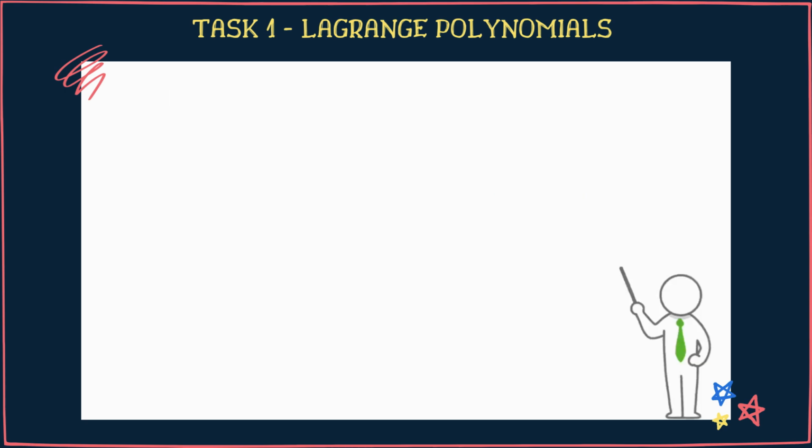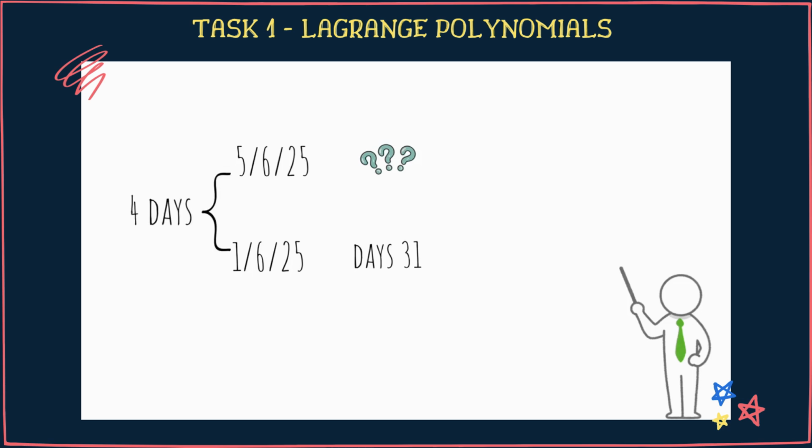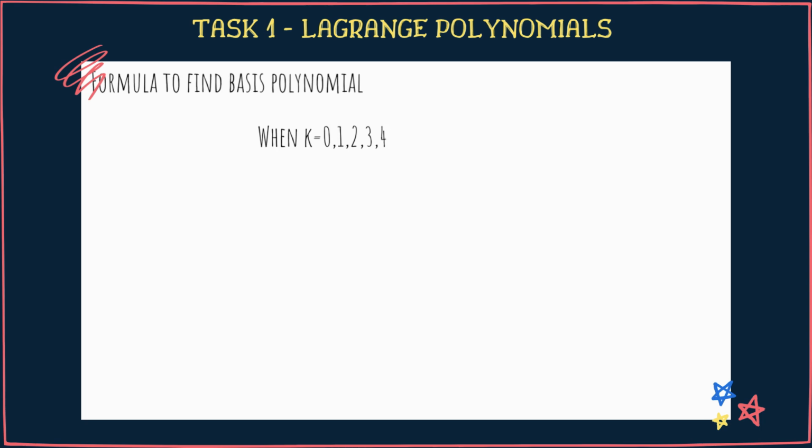But first, let's determine our x value. We are approximating for June 5th and our nearest previous grid point was June 1st, which is day 31. We simply add the 4-day difference. This gives us x equal to 35 as our target point.